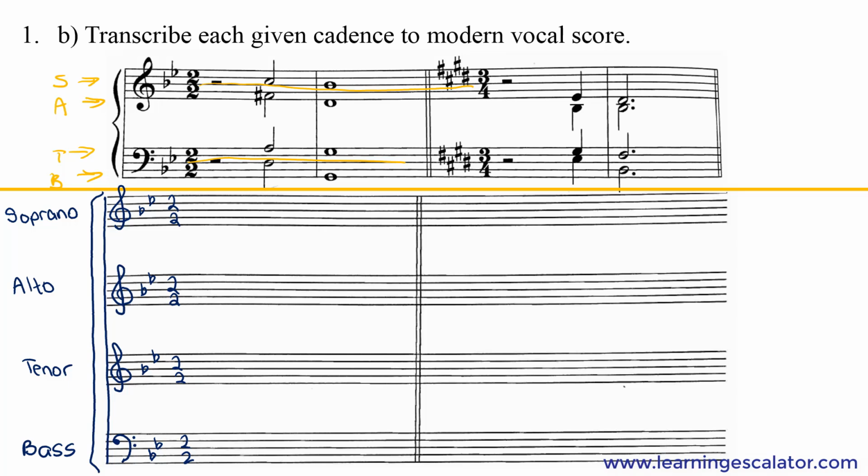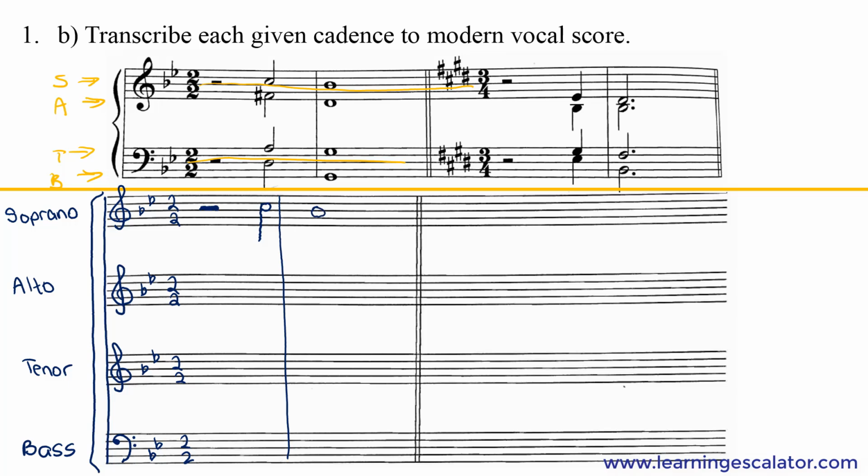So in soprano there's first a rest, and then there is a C and a half note. And then in the next bar there is a B.